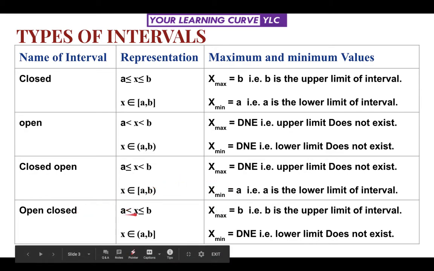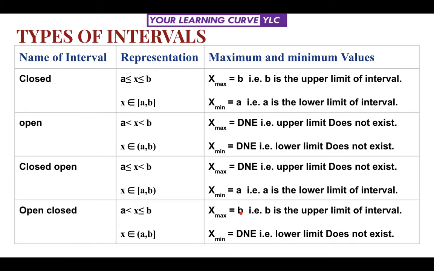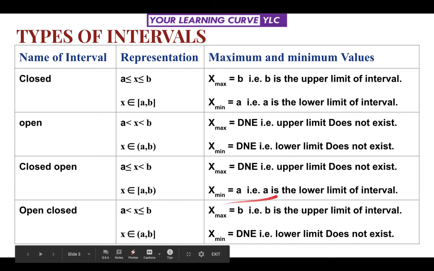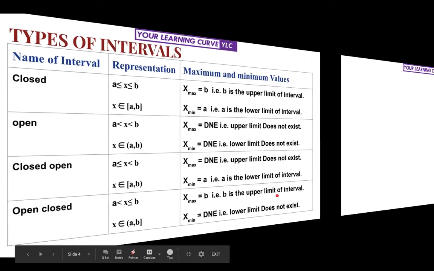Open closed means a is less than x is less than or equal to b. Here we include the upper limit. In interval form we write x belongs to the interval (a, b], a excluded, b included. The maximum value of x is b, it is achievable, but the minimum value does not exist because x cannot be equal to a.